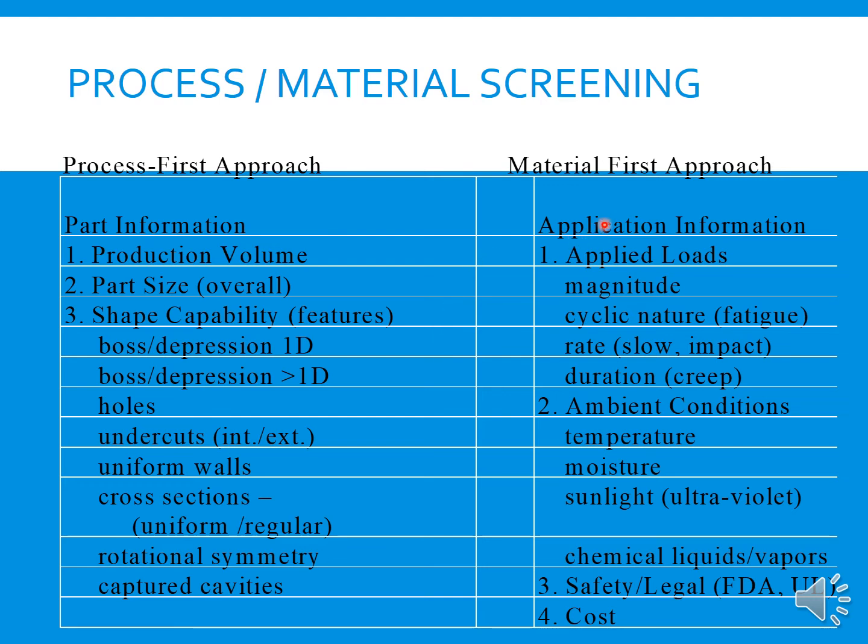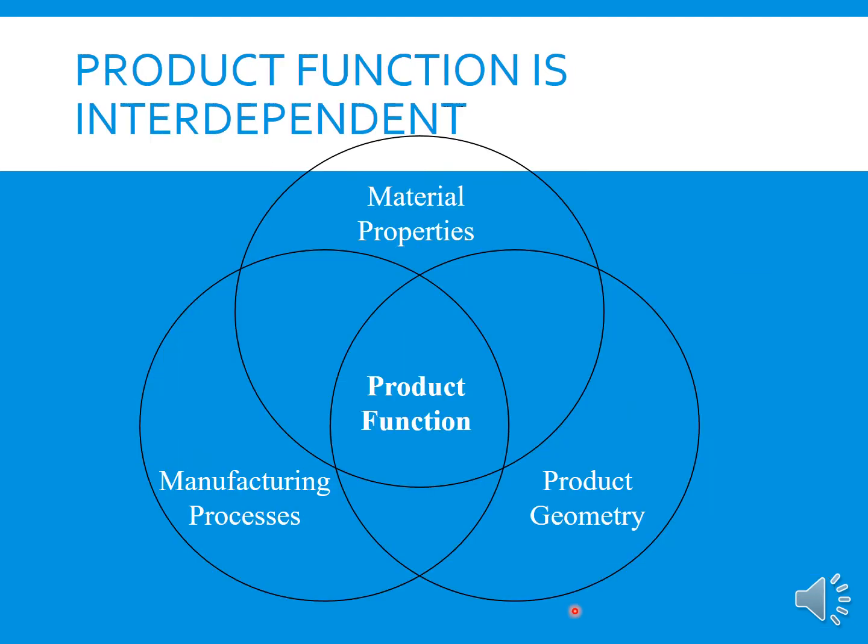Okay, for the metal first approach, first you must know the applied load: magnitude, cyclic nature, rate, duration. Second, ambient conditions: how about temperature, how about moisture, sunlight. Then third is chemical liquid. Number 3 is safety, legal, and lastly cost. Okay, I already explained this in the previous lecture.